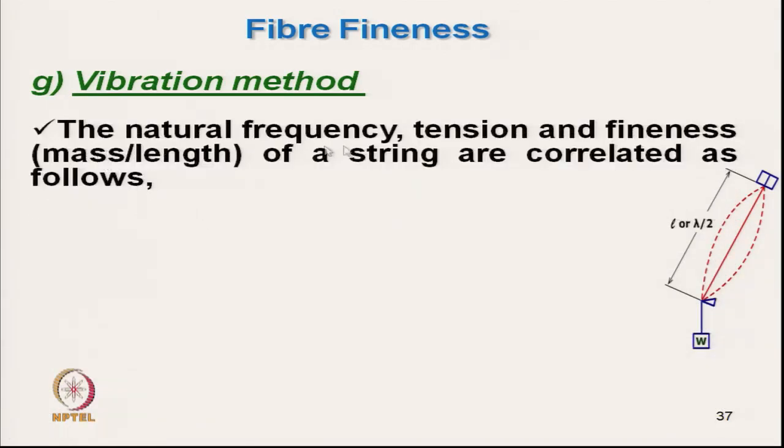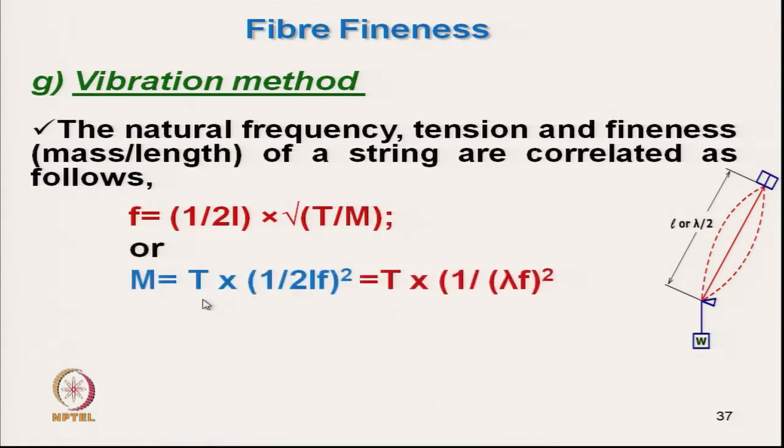So, the natural frequency, tension and fineness, the mass per unit length of the string, are correlated by this formula, as we have seen. So, we can measure mass per unit length using this formula if we know the tension in the string, the length and the frequency. If we can measure the frequency, this is the natural frequency, the resonance frequency.